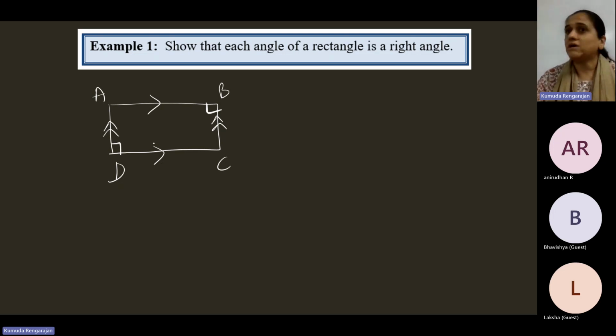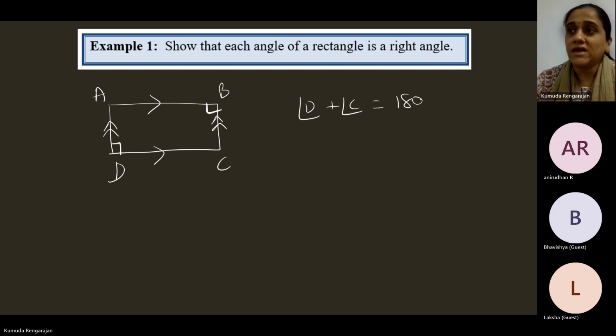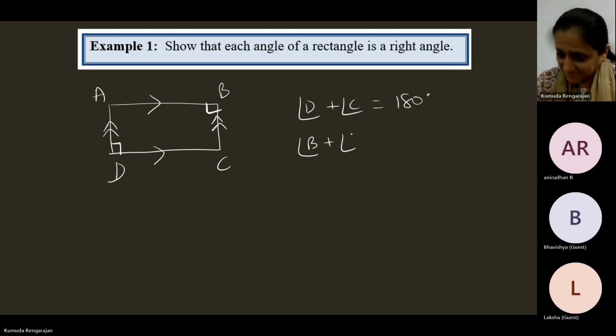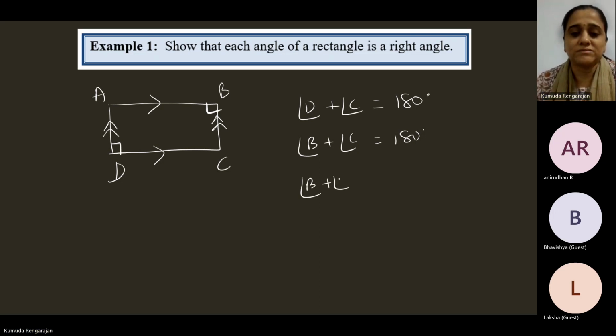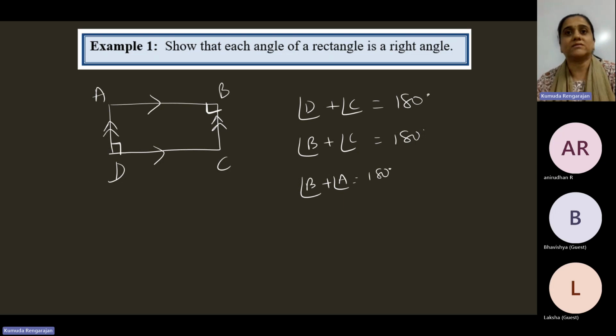Now it's a parallelogram. Adjacent angles are supplementary. All right, so angle D plus angle C is equal to 180. Adjacent angles are supplementary. You can say D plus C is 180, or you can say B plus C is also 180, anything. Or you can say B plus A is 180. Adjacent angles are supplementary. A and B are adjacent angles.